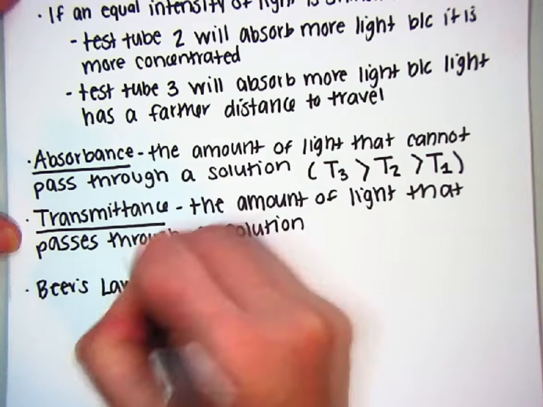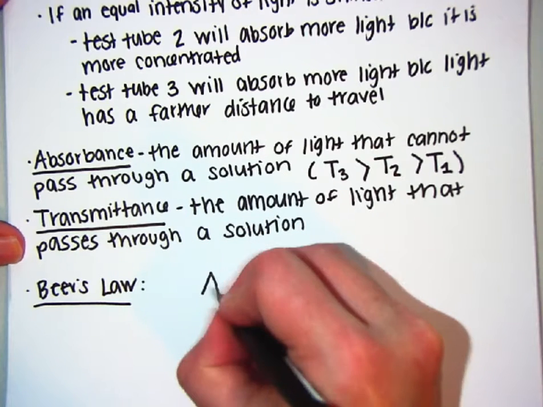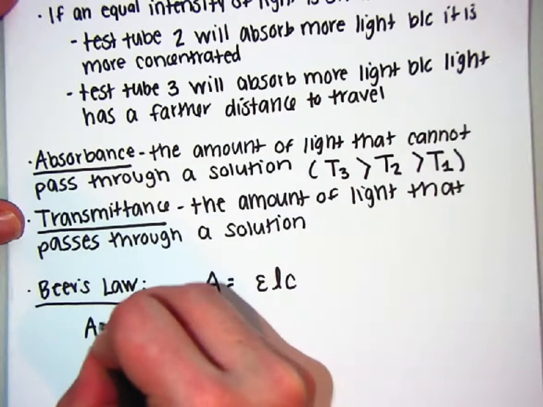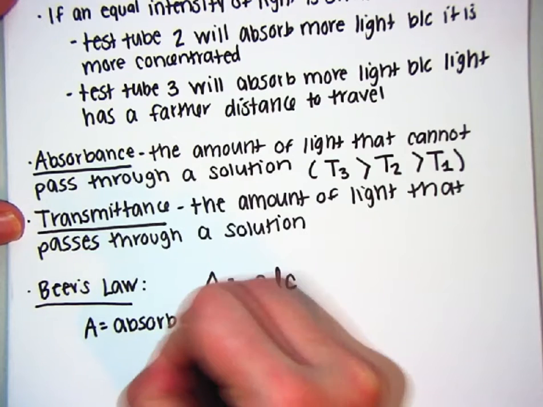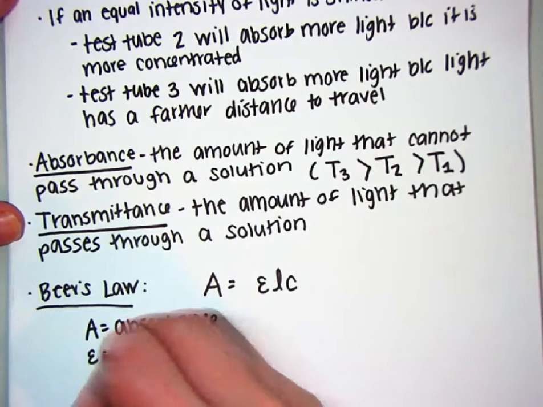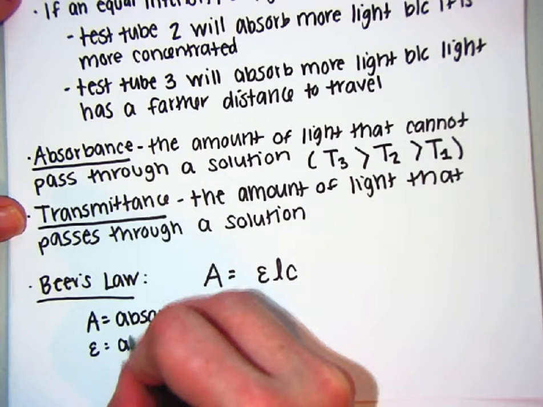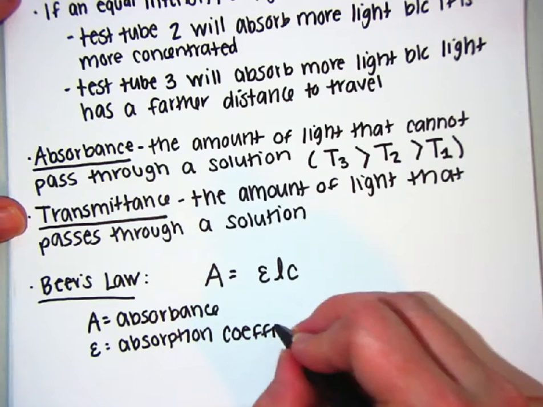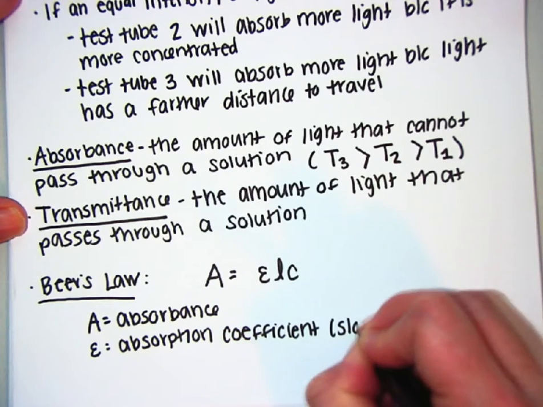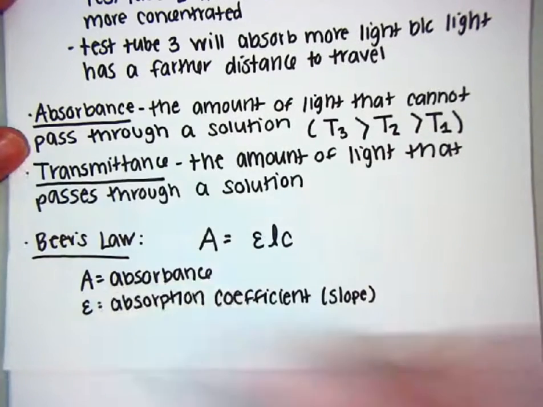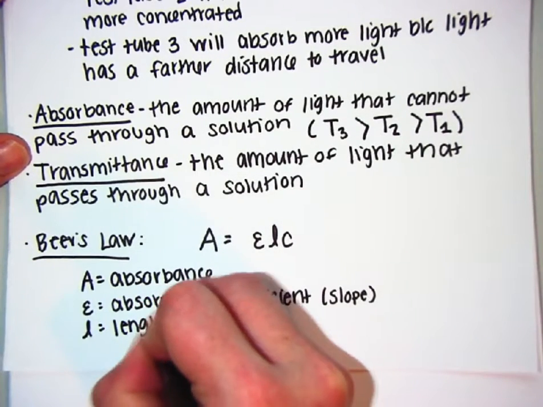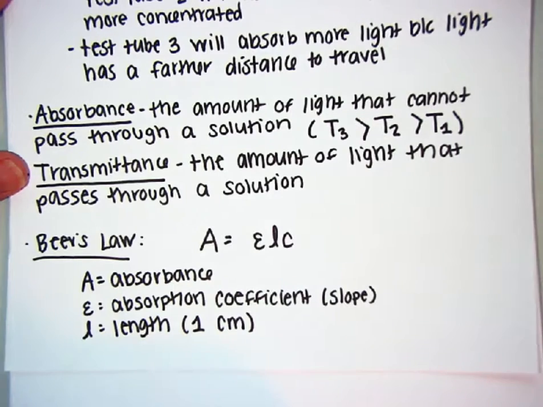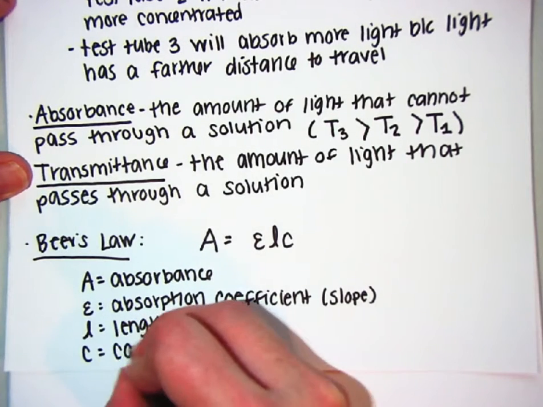And we'll put all of this together. A is equal to epsilon LC, where A is the absorbance, epsilon is something called the absorption coefficient. This is going to be the slope of our line. L is going to stand for the length in which the light is going to travel. It's going to be 1 centimeter. And C is the concentration.